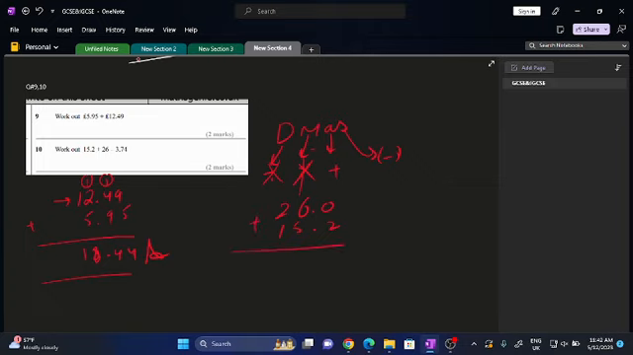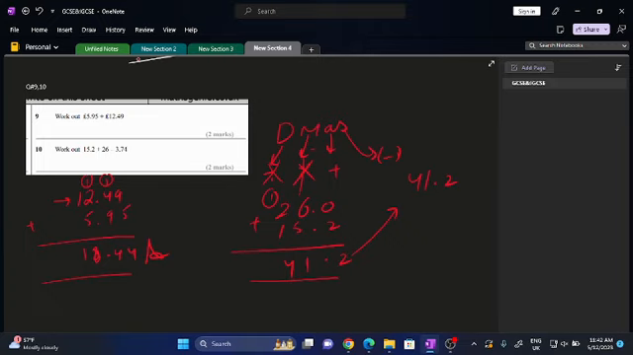0 plus 2 is 2. Decimal will retain. 6 plus 5 is 11. 1 can be written, 1 can be taken as carry. 2 plus 1 is 3. 3 plus 1 is 4. So adding the first two terms gives you 41.2. Now you have to do subtraction.